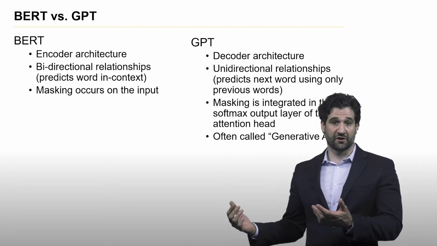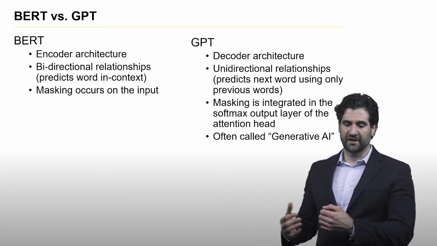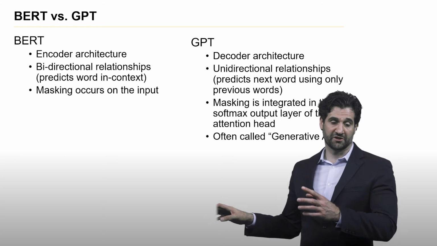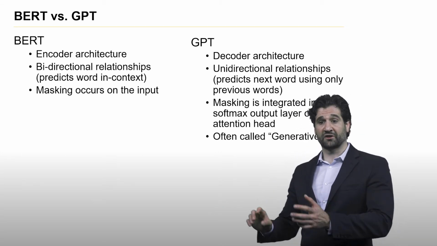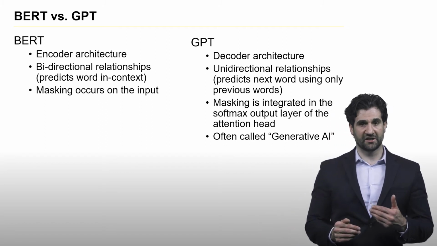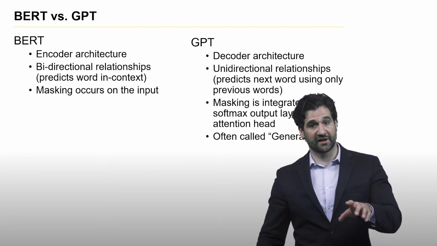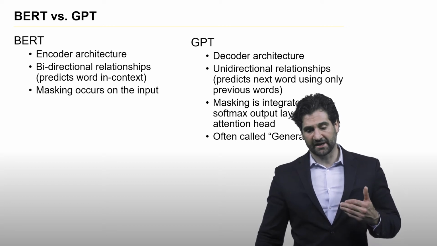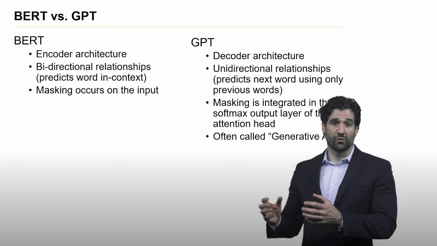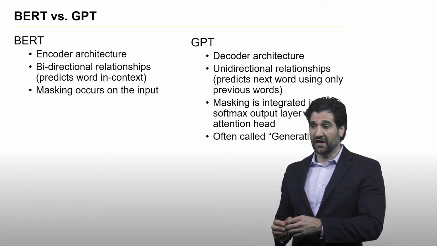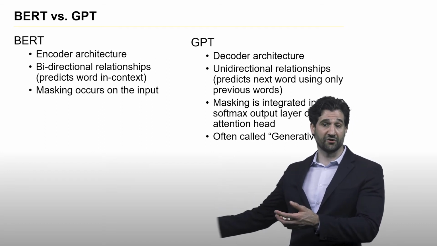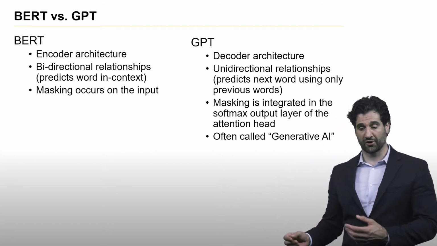GPT, which is a decoder architecture, we're looking at something a little different. Here now we have only unidirectional relationships because we only want to predict the words that are coming in the future. And here the masking is actually integrated into the softmax layer of the attention head. And it's these ideas that lead to generative AI because now we're predicting words that are in the future, not based on anything that we have prior knowledge of what comes after those words, only what comes before.